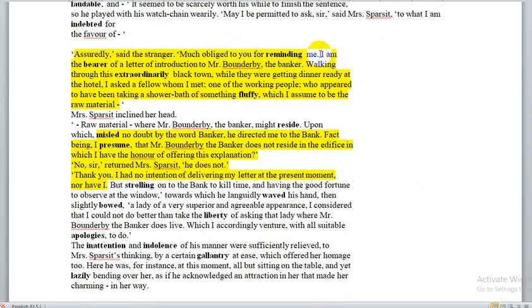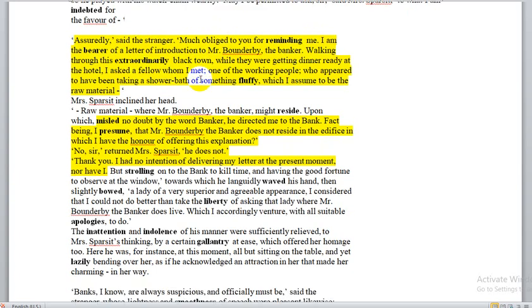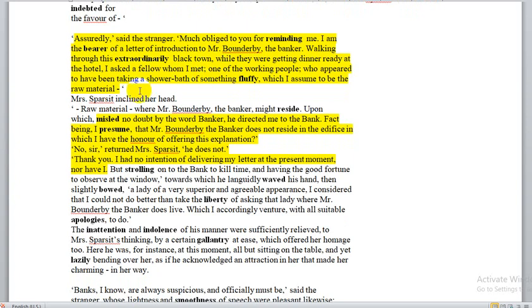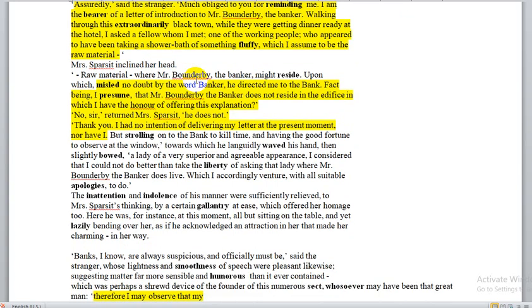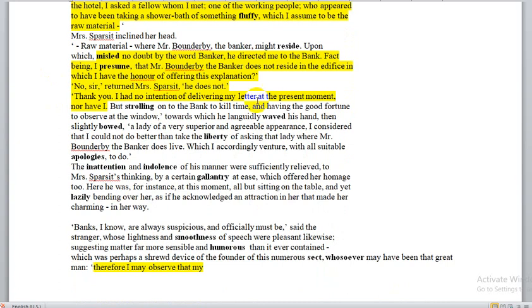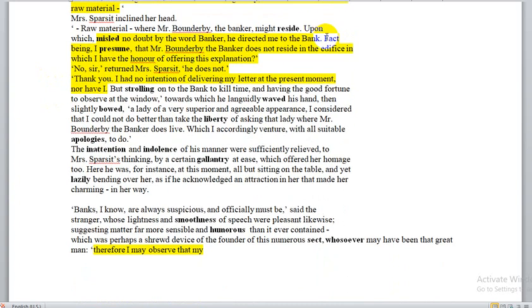"Much obliged to you for reminding me. I am the bearer of a letter of introduction to Mr. Bounderby, the banker. Walking through this extraordinarily black town while they were getting dinner ready at the hotel, I asked a fellow whom I met, one of the working people, who appeared to have been taking a shower bath of something fluffy, which I assume to be the raw material." This person is a visitor from London. He carries a letter of introduction to meet Mr. Bounderby. So he directed me to the bank, and he came looking for Bounderby.